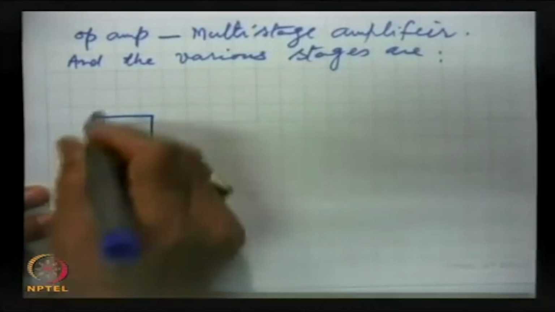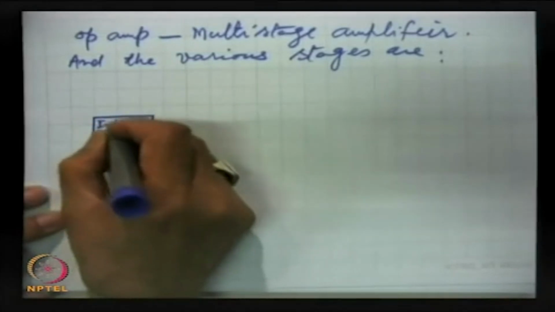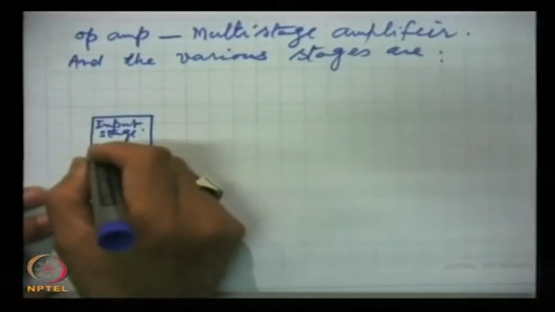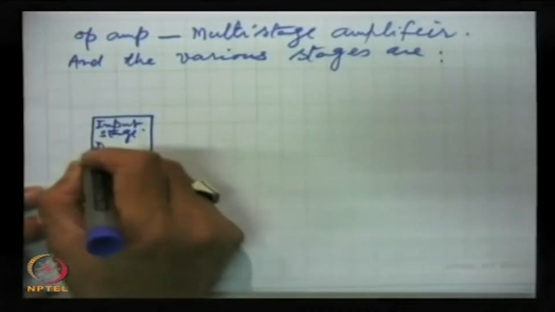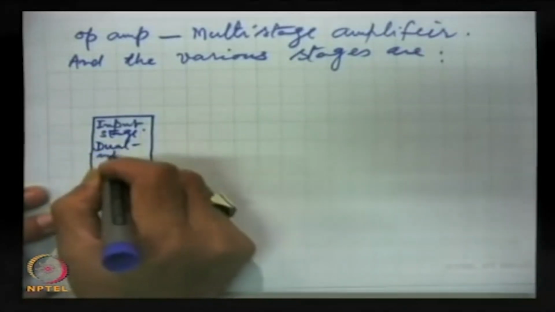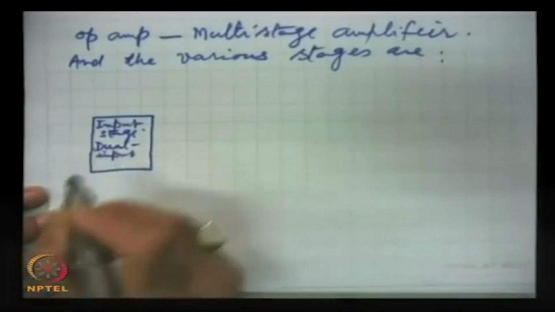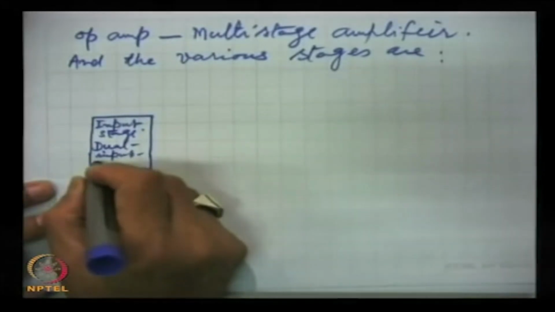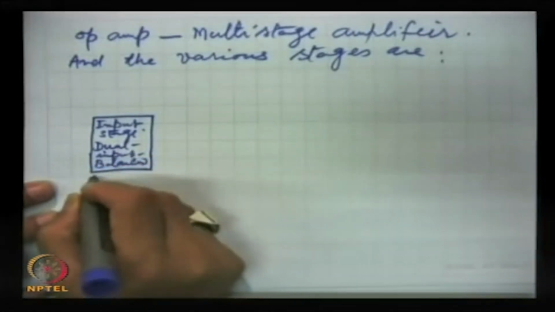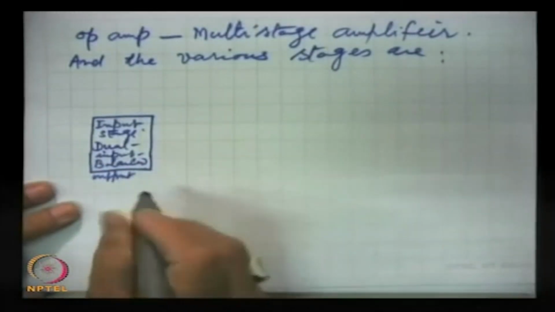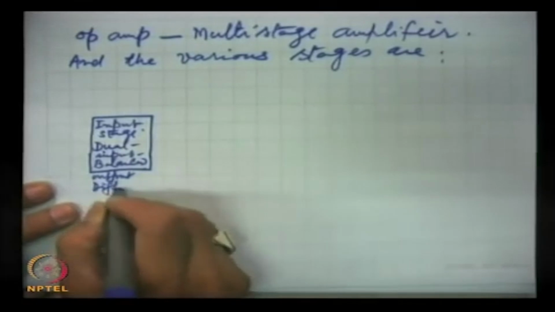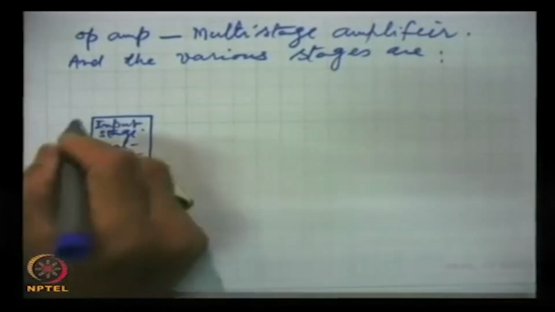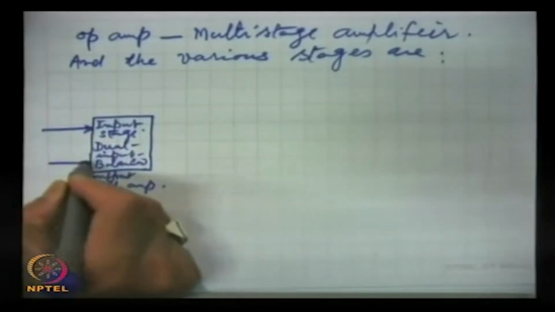This is the input stage, which is a dual input, balanced output differential amplifier. And obviously it will have two inputs, 1 and 2.